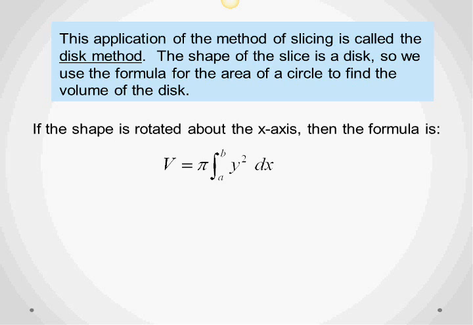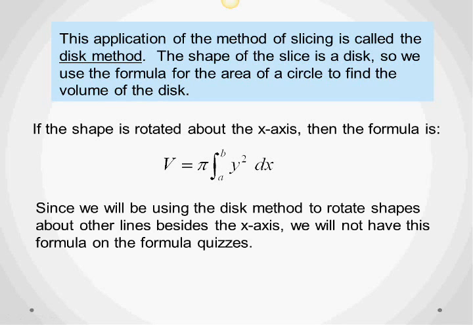If the shape is rotated around the x-axis, then the formula is that the volume is equal to pi times the integral from a to b of y squared dx, y meaning the value of the function at that point. So this y is still going to be in terms of x. We're just denoting it by saying that y equals whatever that function is.